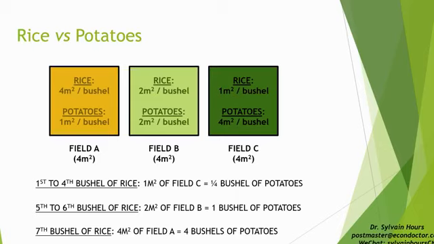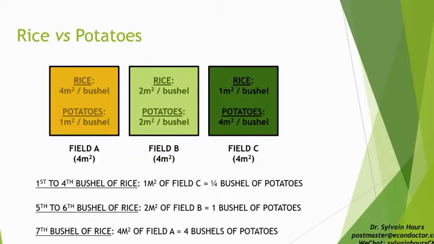If we want to produce rice, we start from 0 bushels of rice. What would be the smart thing to do is to start growing rice in the field that is best suited for this production, which is field C. If we grow rice in the entire area of field C, since it only takes 1 square meter per bushel of rice, it's clear that we can grow 4 bushels of rice in field C.